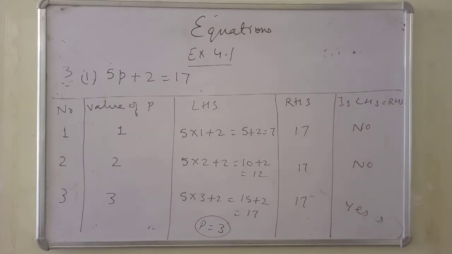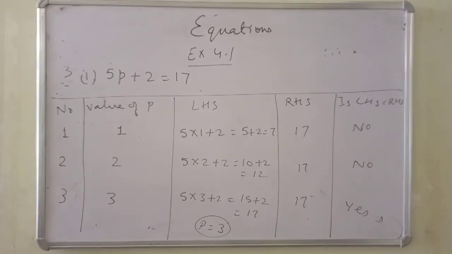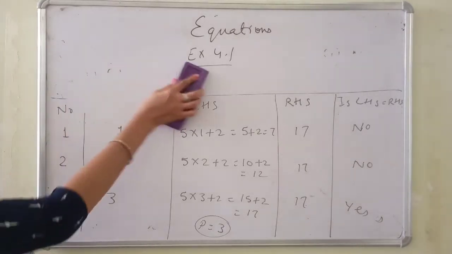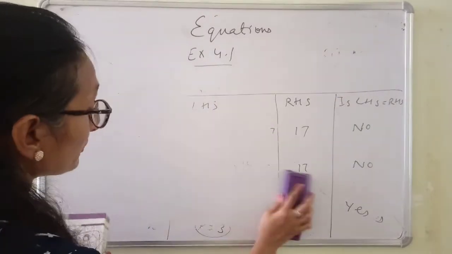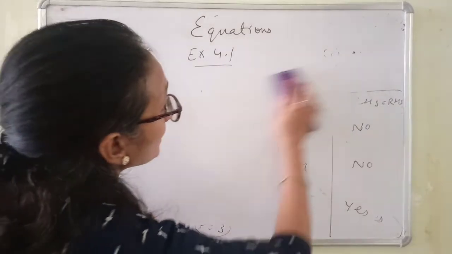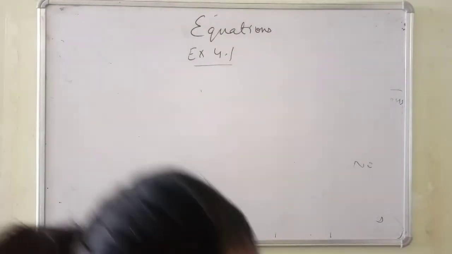Now we move to the next question, question number 4. And the second part of the third question is just like it, so I can understand you can do it yourself also. Now we move to question number 4. Here we have to write the equation for the following statements.